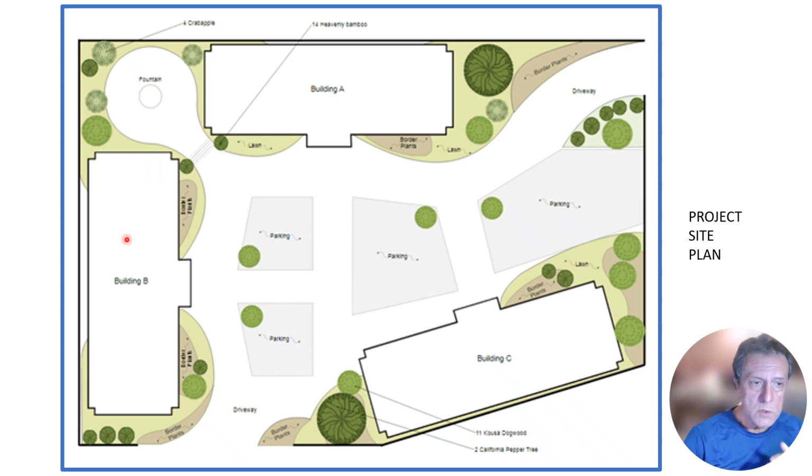3 buildings are proposed here. Building A, Building B, Building C. Maybe they're at different elevations. You have parking areas. You have landscaped areas. Each one of these areas is going to require different treatment of the soil, so each area is going to be graded differently.